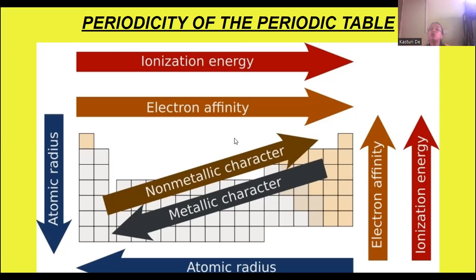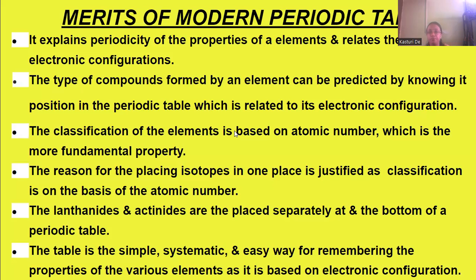Now, what are the merits of the modern periodic table? It explains the periodicity of the properties of elements and relates them to their electronic configuration. This periodic table explains the periodicity of the properties, how often the characteristics are repeated, are almost similar in the periodic table, and how they are related to their electronic configuration.